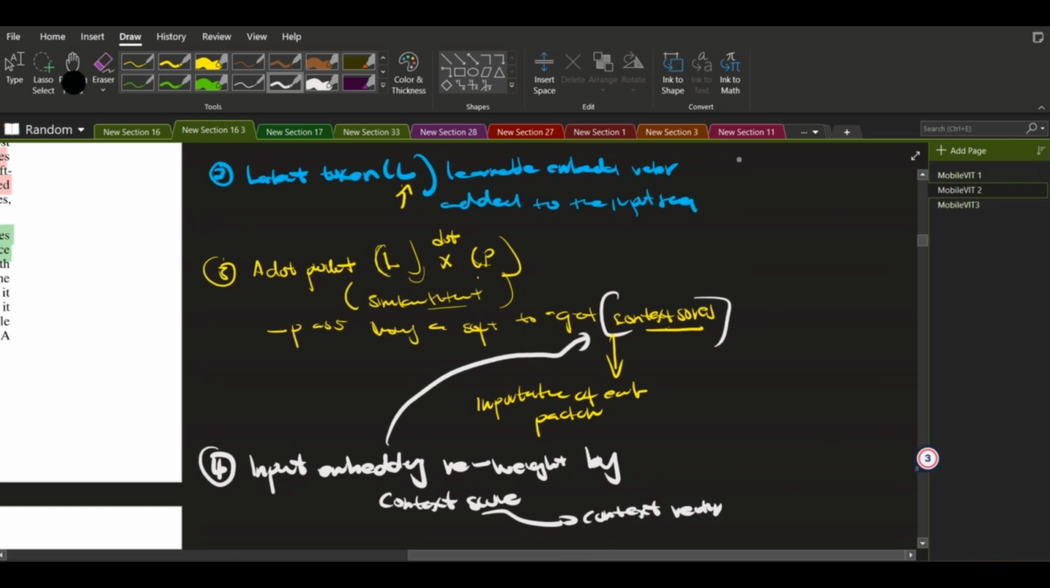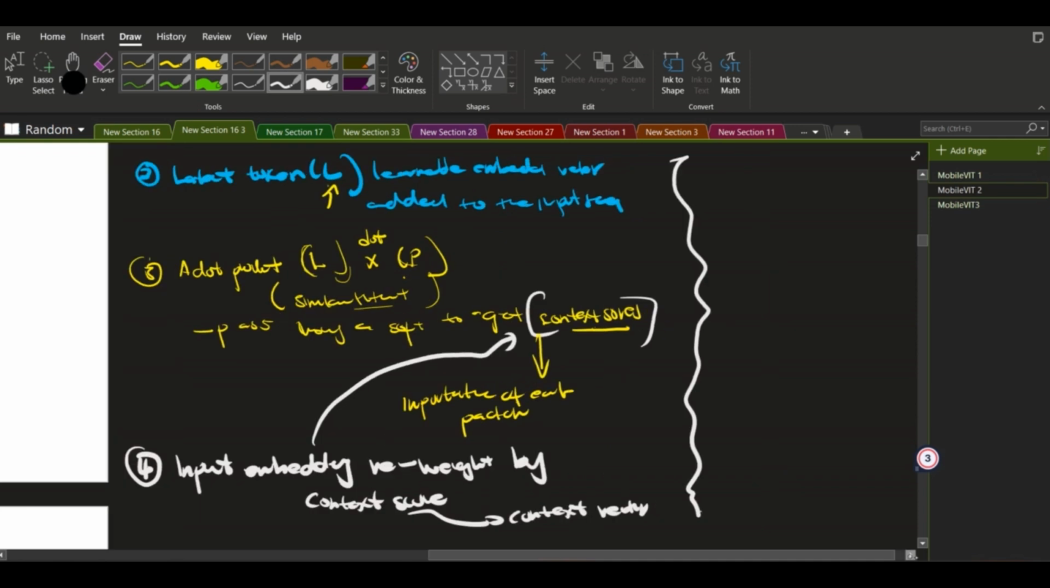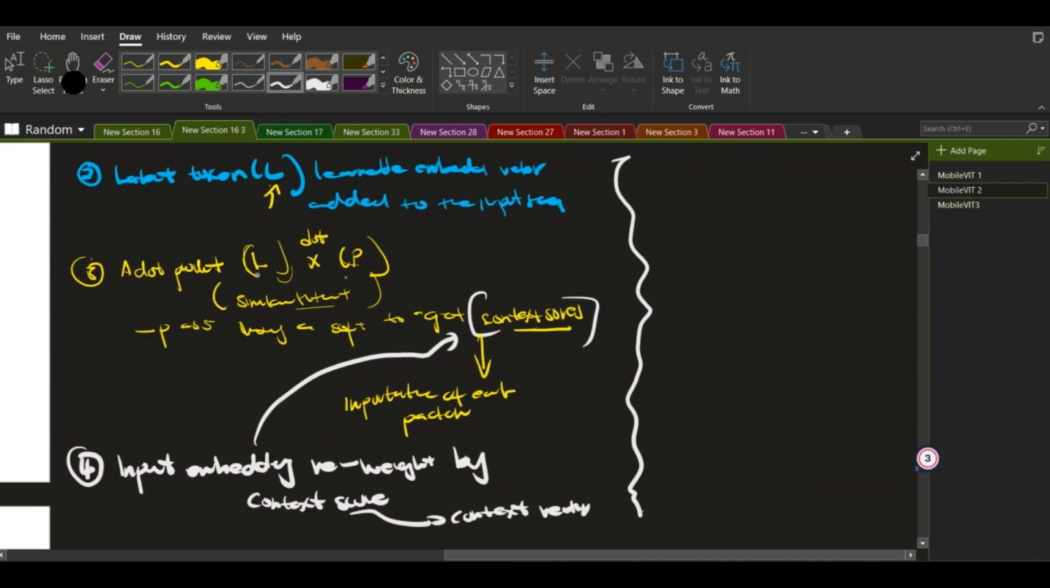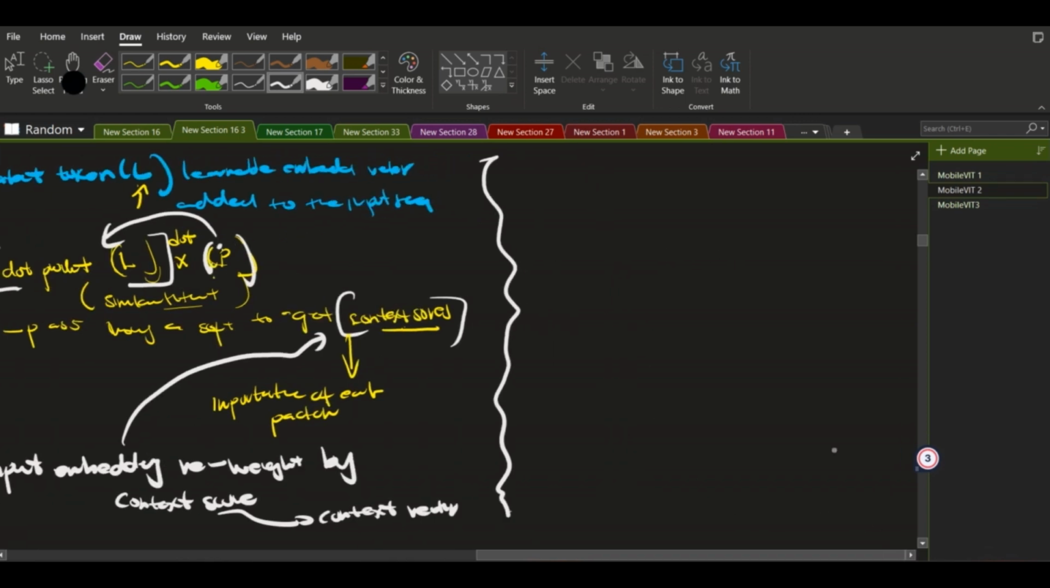And some of you might be asking, why are they saying now this is linear? This is linear because you only have to attend to this latent token, and that's it. Each patch only has to attend to this latent token. So remember that. I want you to understand this.